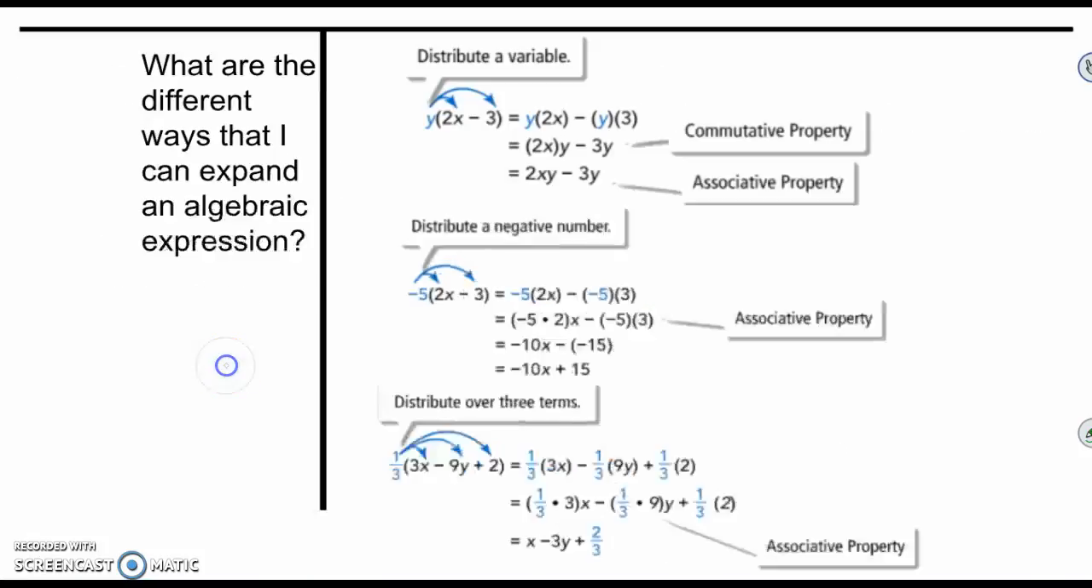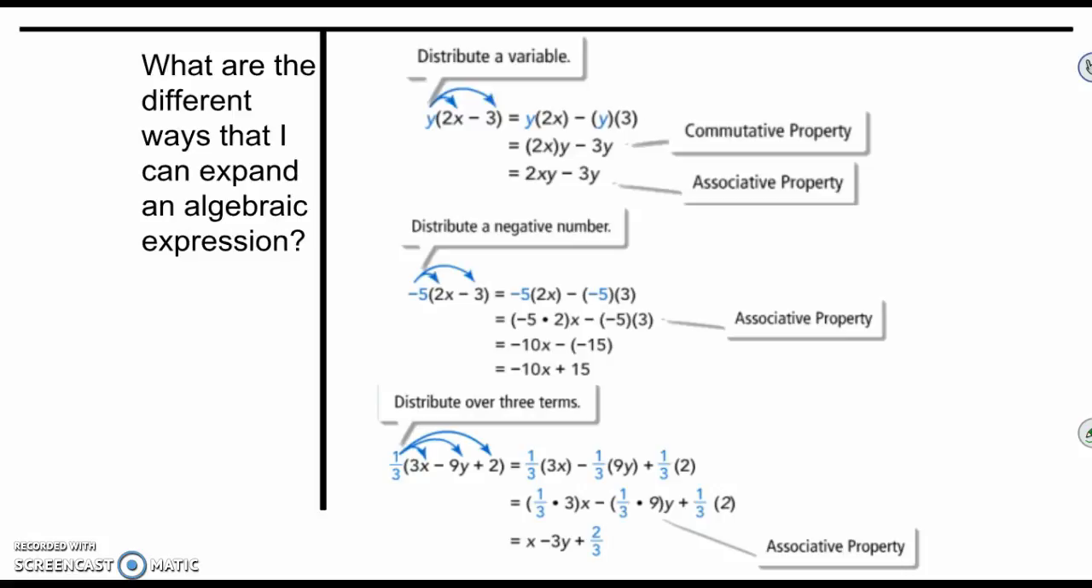We can also distribute a variable. We multiply the variable times everything in parentheses. For example, y times (2x minus 3). Y times 2x is 2xy, minus y times 3 is 3y. We can also distribute a negative number. There we would just multiply everything in the parentheses times the negative outside of our parentheses.